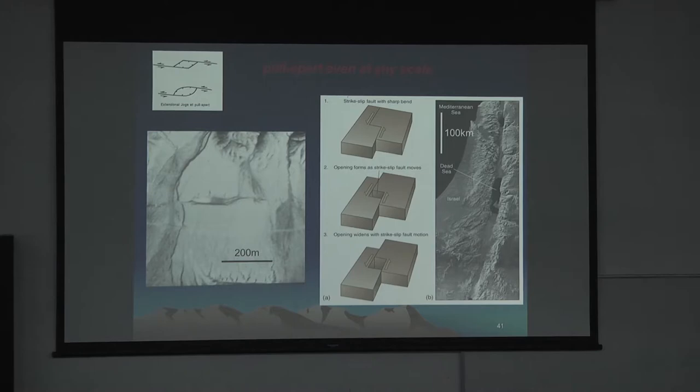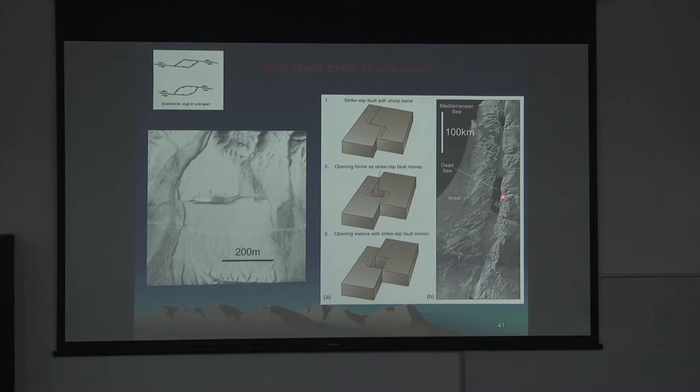We can also get this at larger scale. The Dead Sea in the Middle East region can be seen as a pull apart along the Levant Fault. So the fault is going that way and stepping that way, and we get this pull apart associated to the left lateral motion of the Levant Fault. In that case, the pull apart dimension is around 1 kilometer long. So again, we can decipher the sense of motion of the fault.